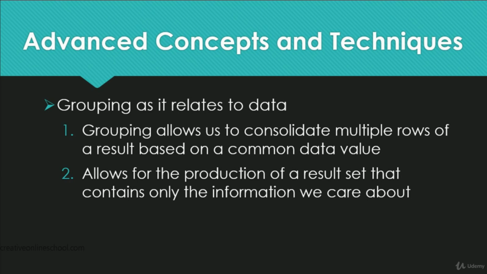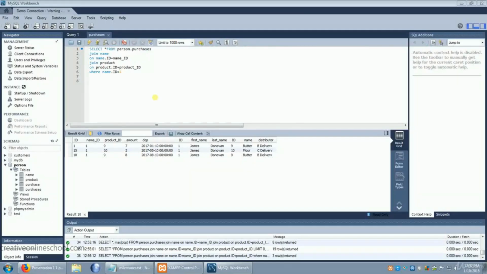And that allows for the production of a result set that contains only the information that we care about. Well, let's see it in action. We're back in Workbench, and we've already got loaded up a query you've already seen. It's joining the name, product, and purchases tables, and in this case, we're doing it where name ID equals 1. That's the name for James Donovan, so that we can see all of the purchases that he's made.